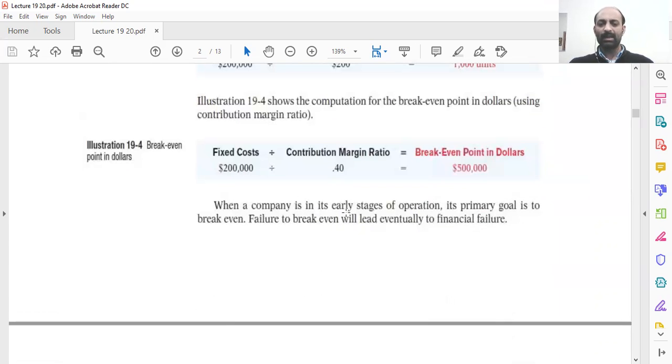When a company is in early stages of operation, its primary goal is to break even. Failure to break even will lead eventually to financial failure. So why is any fresh company's primary goal to break even? Because at the break-even point, you are not incurring any losses, though you're also not earning any profit.